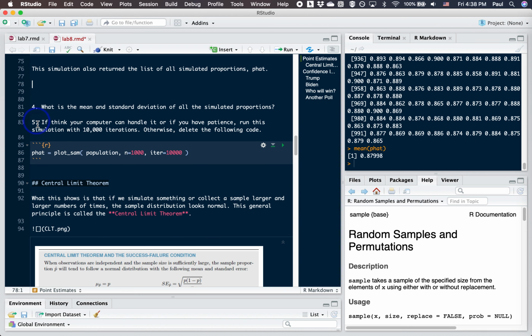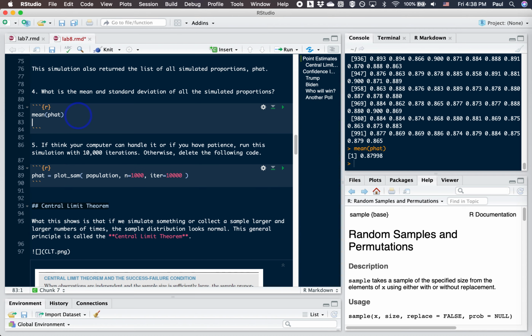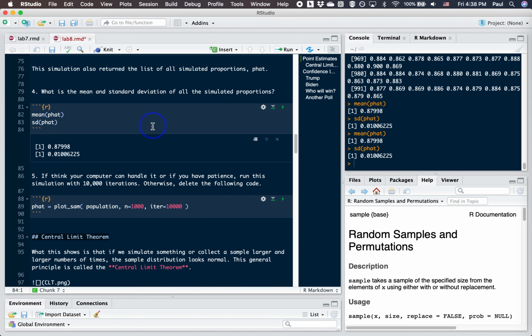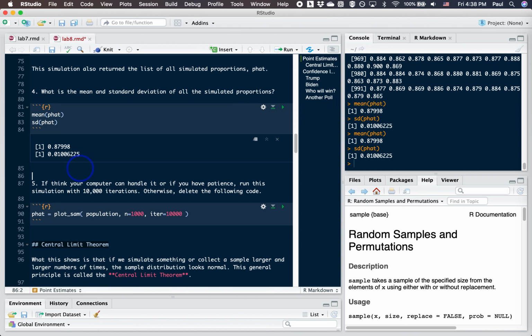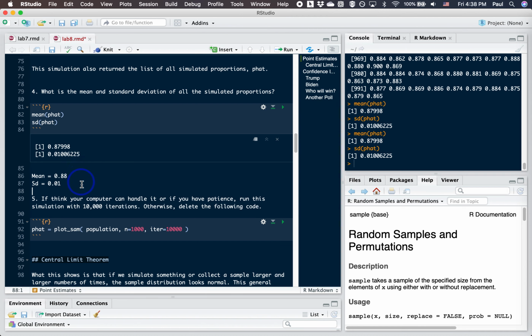And that's actually what we're asking on question 4. Sorry, I put that out of place. And what's the standard deviation of all those? So if I want to run those and have them both there before me, this tells me the mean was basically 0.88, and the standard deviation was 0.01 of all these simulations.